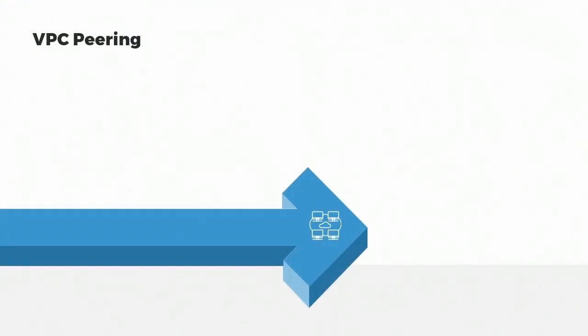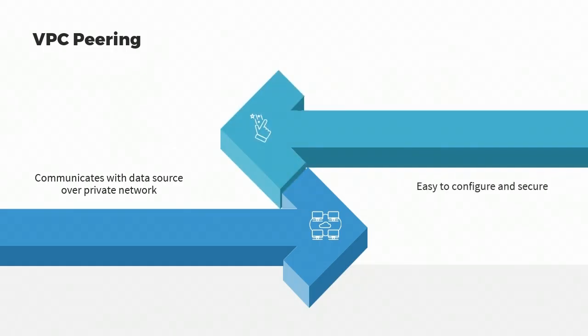VPC peering is another one that's useful. This works by creating a private connectivity configuration. This means that Datastream is going to use this configuration to communicate with the source over a private network. This communication is going to happen through what's called a virtual private cloud, or VPC, peering connection. The advantages are that this is easy to configure and it's secure, but it requires a private network connection or a VPN between the database and Google Cloud.